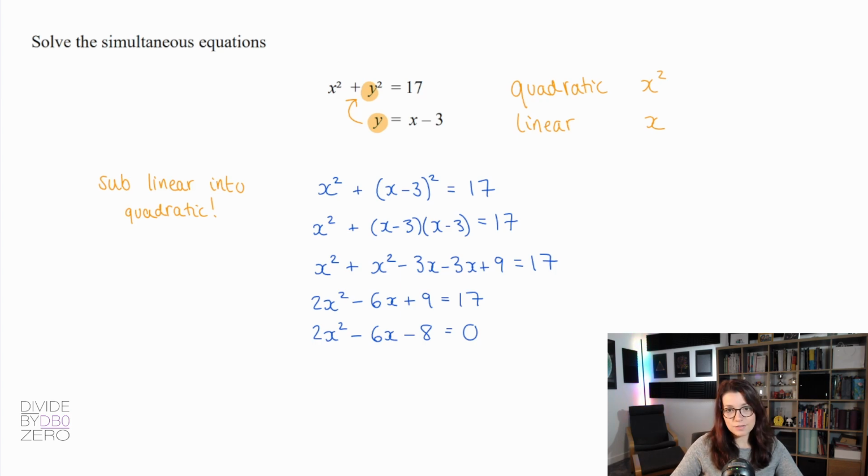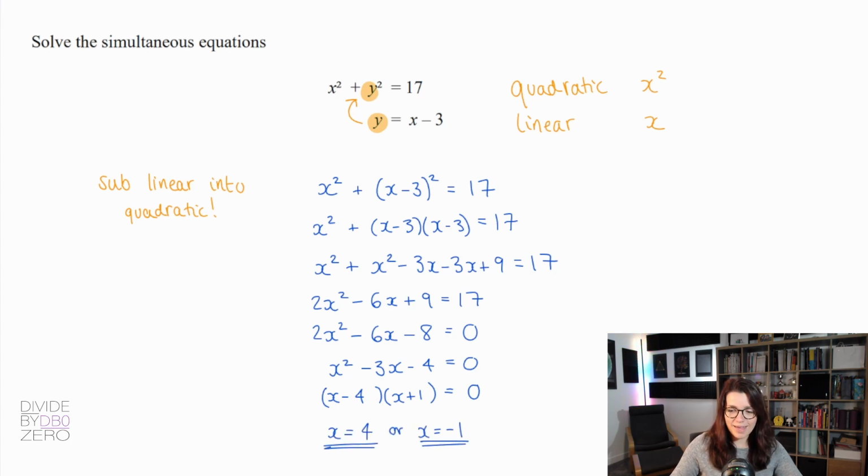I'm then going to divide everything by 2 to make this equation easier to solve. I can do that because all of the numbers are divisible by 2. And now it's just a case of factorizing this. It will be (x minus 4)(x plus 1), and then we can solve it. So x is equal to 4 or x is equal to negative 1.